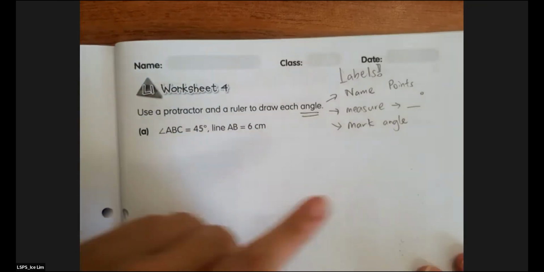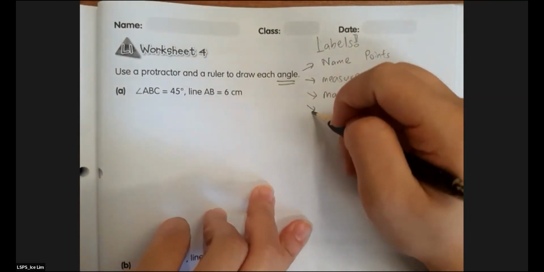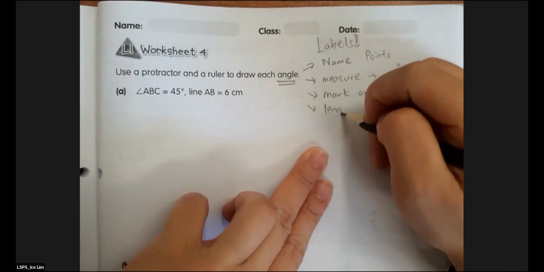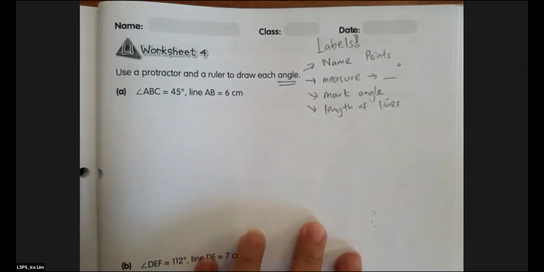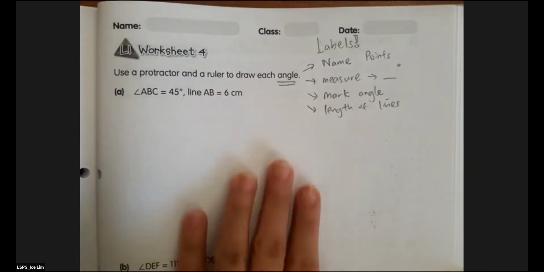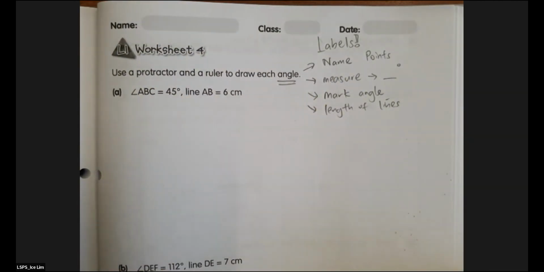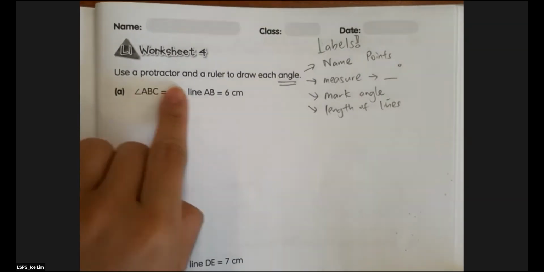Name the points, measure correctly, mark the angle, and then the length of lines must be accurate. And you also must label the measurement of the line. Okay, they go through step by step. Use a protractor and ruler.